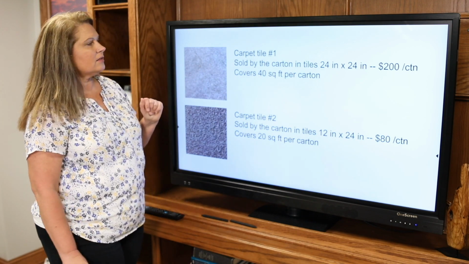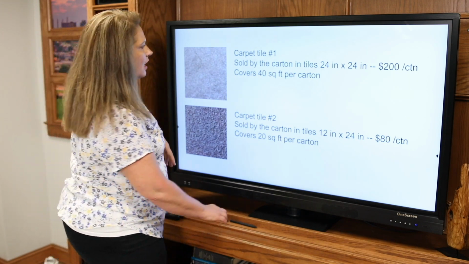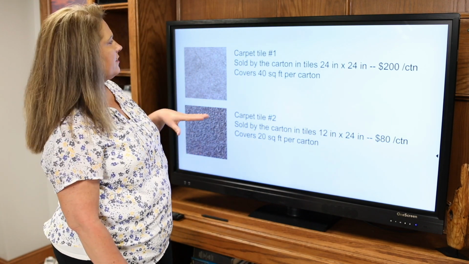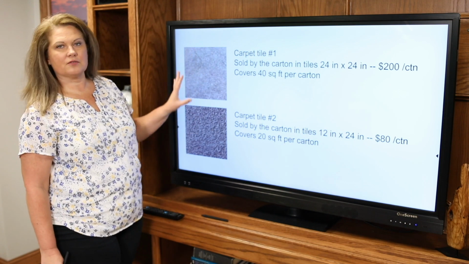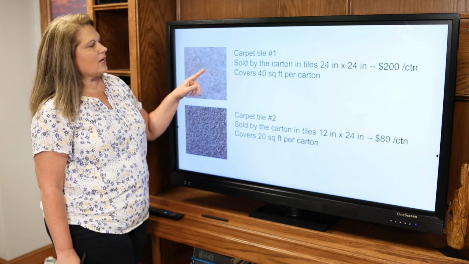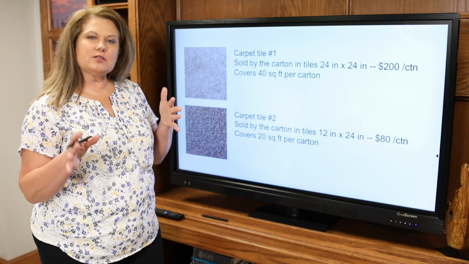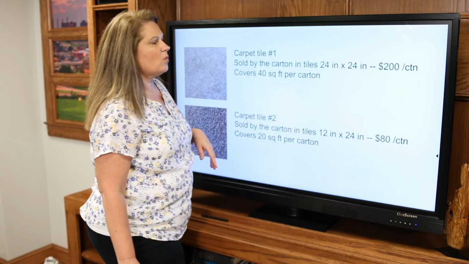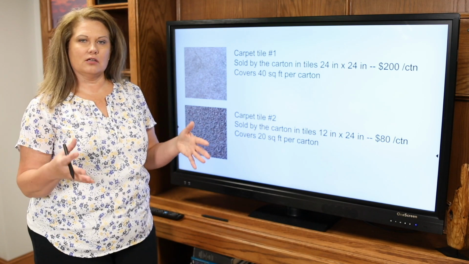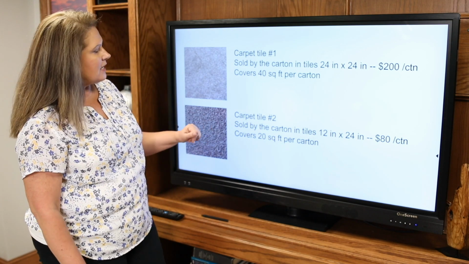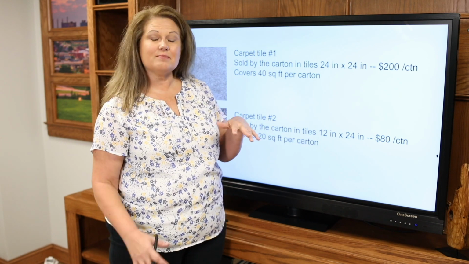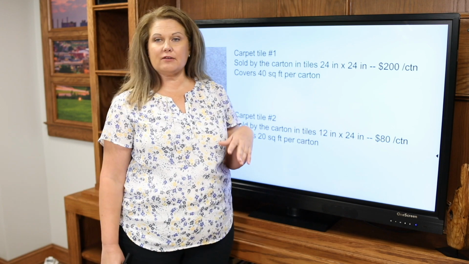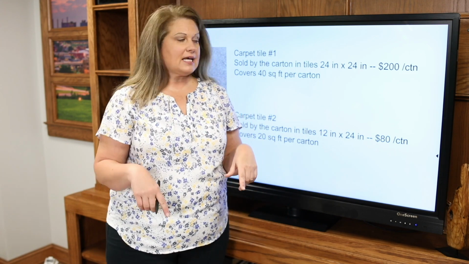Now, carpet tile is a new thing to me. Some of you may have seen it. This is personally my first experience with it. But I picked out 2 tiles for us to look at. They both come in cartons, but I want you to notice a couple of things. The first tile only comes in 24-inch by 24-inch sections. Carpet tile number 2 comes in the shape of a 12-inch by 24-inch rectangle.